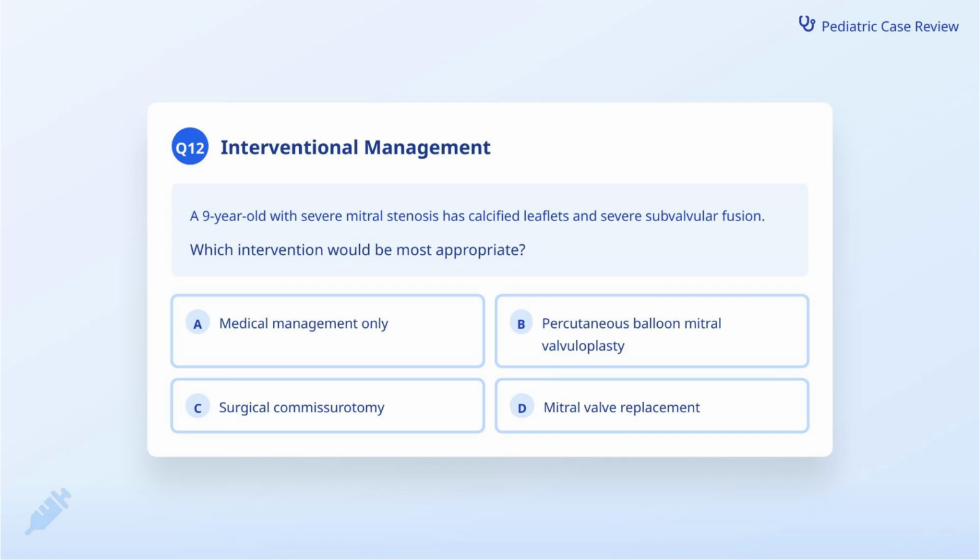A 9-year-old with severe mitral stenosis has calcified leaflets and severe subvalvular fusion. Which intervention would be most appropriate? Option A, medical management only. Option B, percutaneous balloon mitral valvuloplasty. Option C, surgical commissurotomy. Option D, mitral valve replacement. Consider the valve characteristics that determine the suitability of different interventions for mitral stenosis.